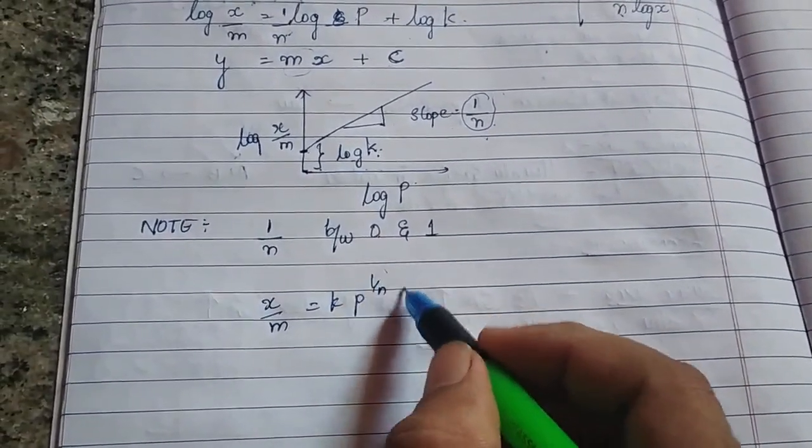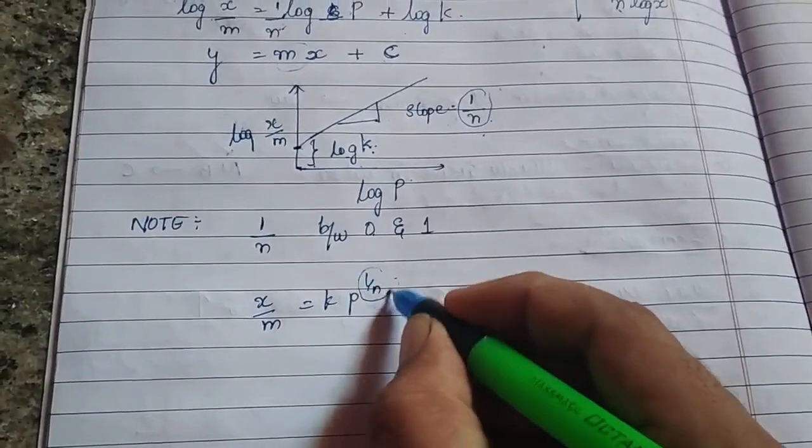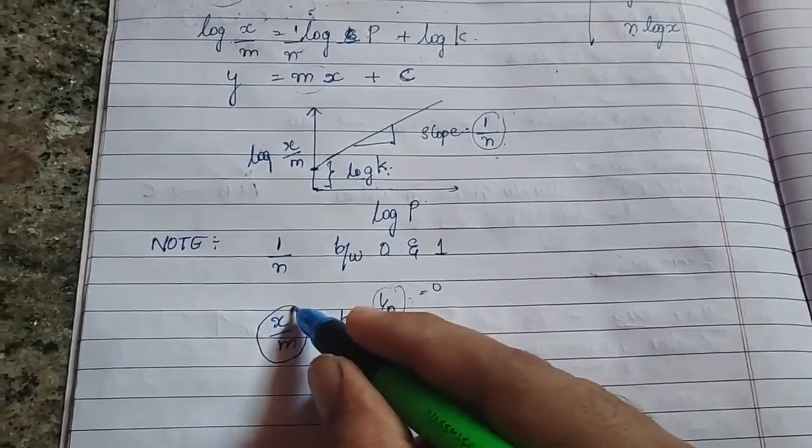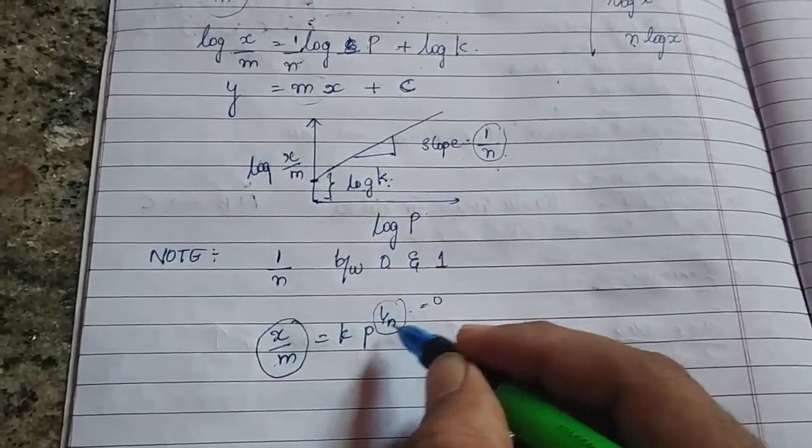When the 1 by n is equal to 0, what does it mean? Whatever the extent of the adsorption is there, it will be independent of the pressure.